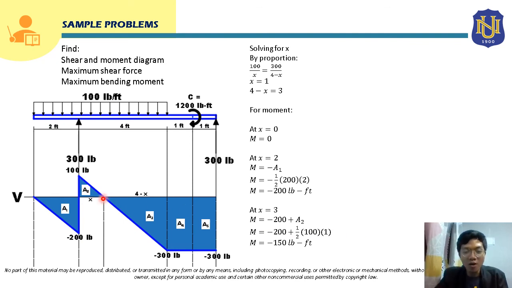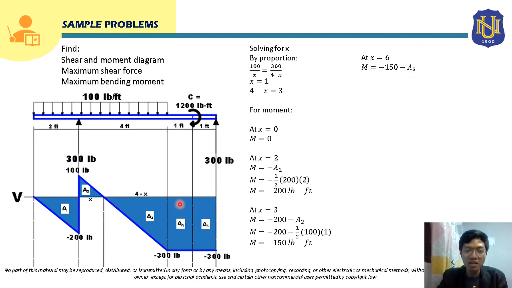Now proceeding to the next point. So the next point will be at this point. So this is 6 meters from the left. So at x equal to 6, the moment at this point will just be the previous moment, and then we are going to sum up the area in this segment. The area in this segment is area 3. So therefore, the moment at x equal to 6 is negative 150 minus area 3.